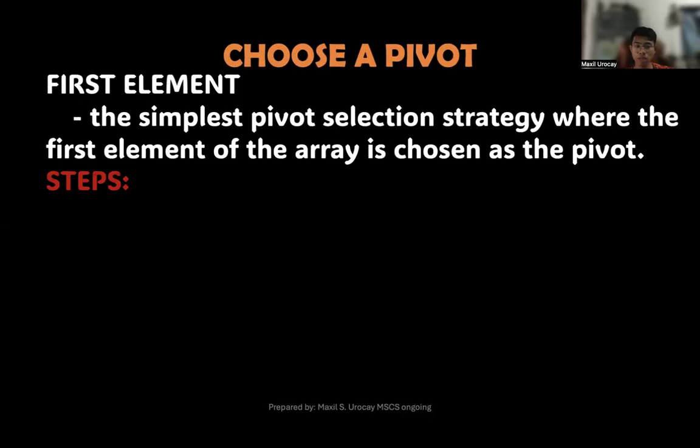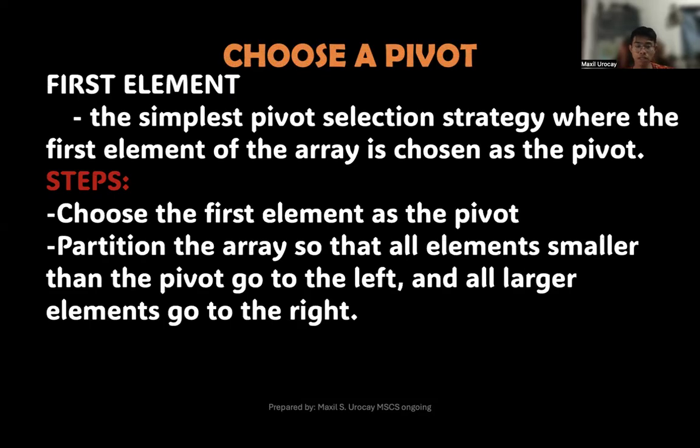For the first element, that is definitely the simplest pivot selection strategy, where the first element of the array is chosen as the pivot. You have to choose the first element as the pivot. You have to partition the array so that elements smaller than the pivot go to the left and all larger elements go to the right. So you can definitely check that in the videos right there, how we're able to deal with that pivot method for this first element.